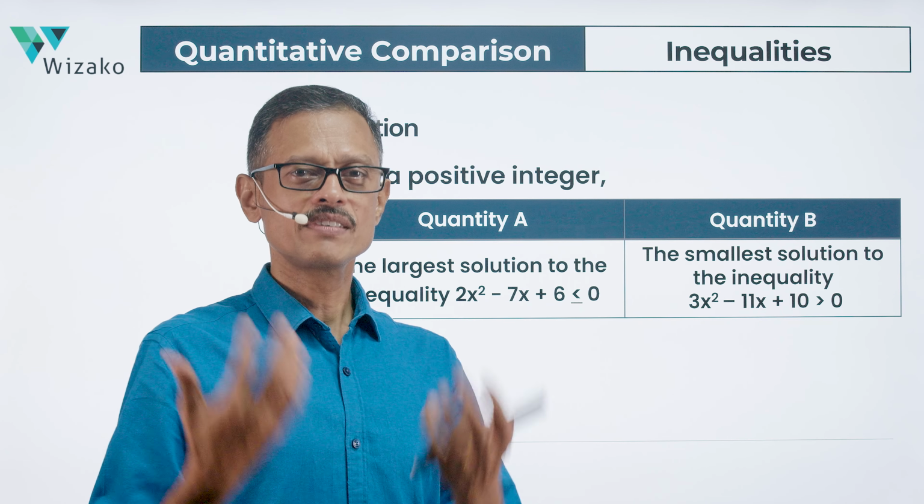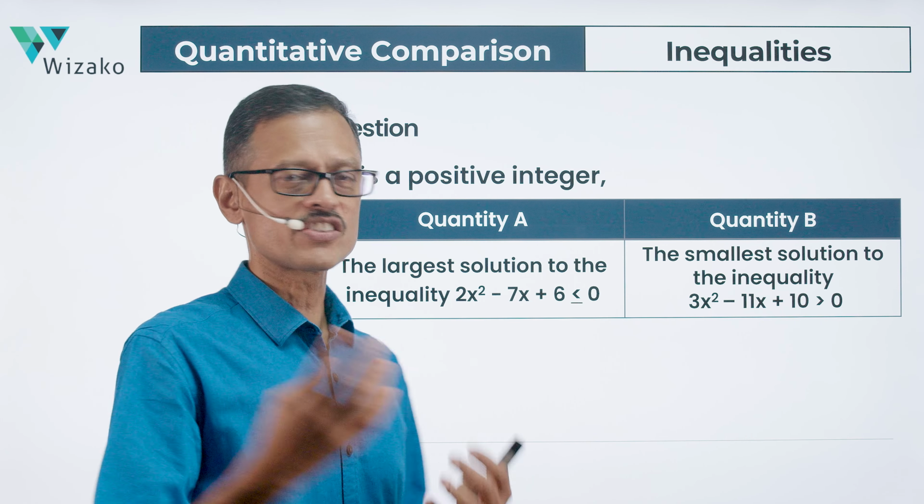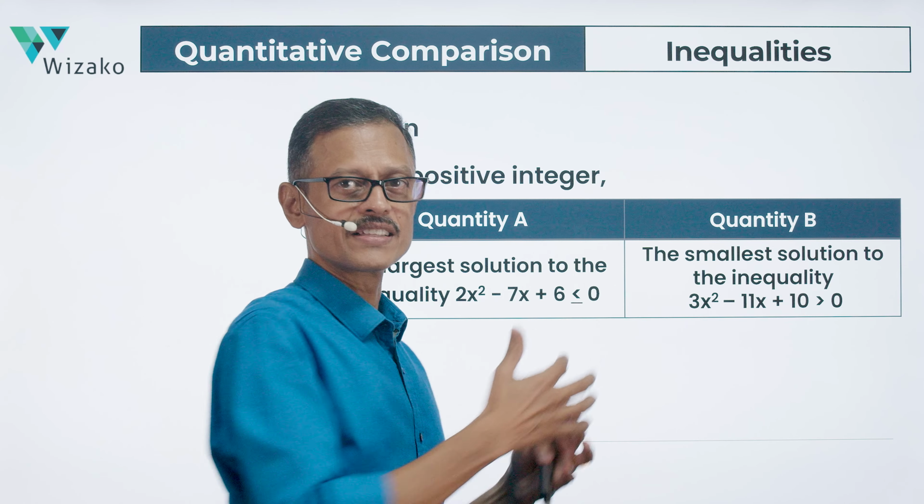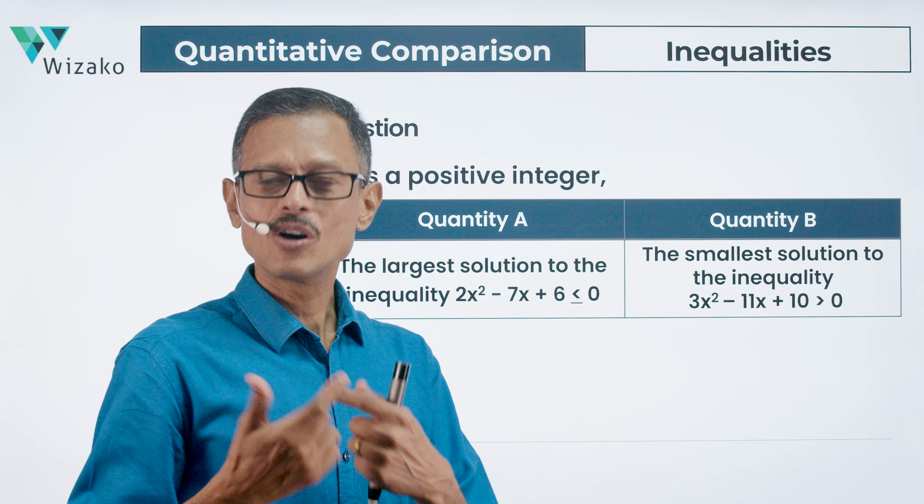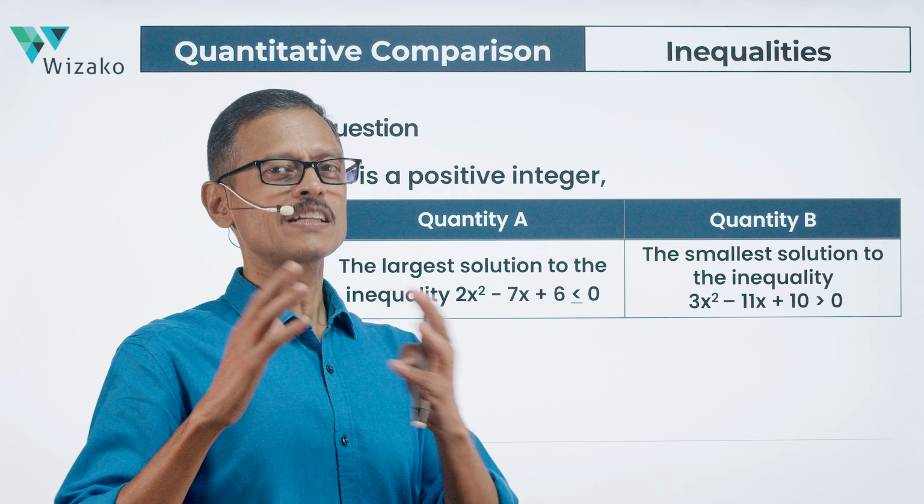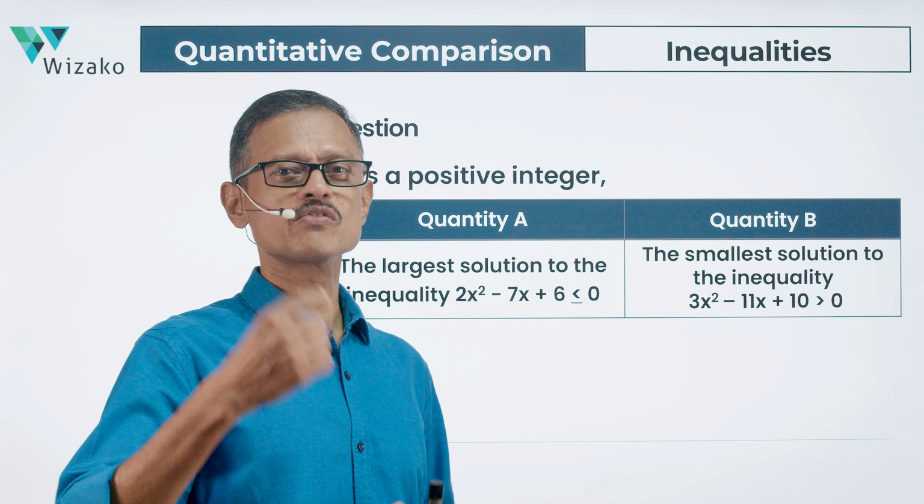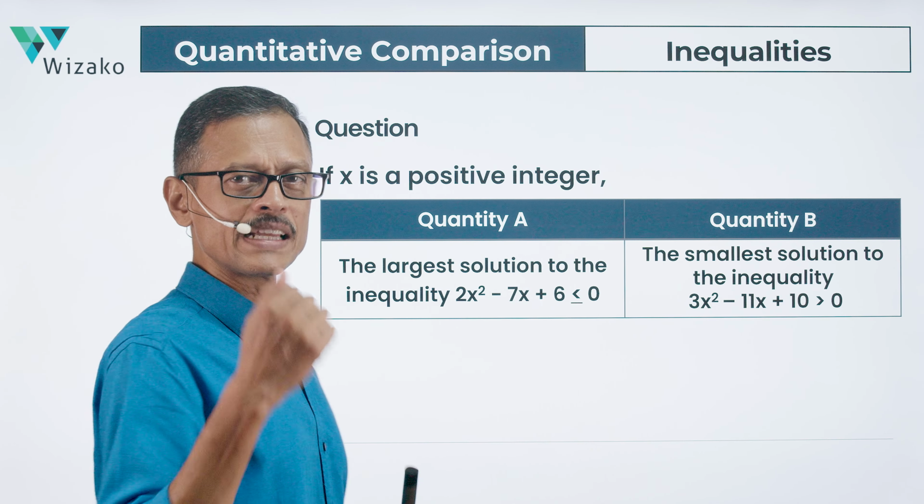Obviously, with any quantitative comparison question, we have to judge whether quantity A is greater, or B is greater, or both are equal, or the information will not let us determine which is greater, right? Those are our four answer options, which we'll look at in the next slide. Start by reading the question.